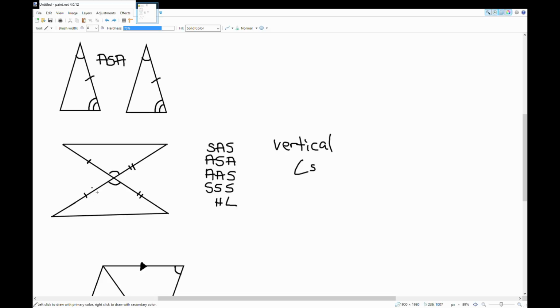So I've got a side. The next thing that comes up is an angle, and the next thing that comes up is a side. So we have side, angle, side. Side, angle, side.